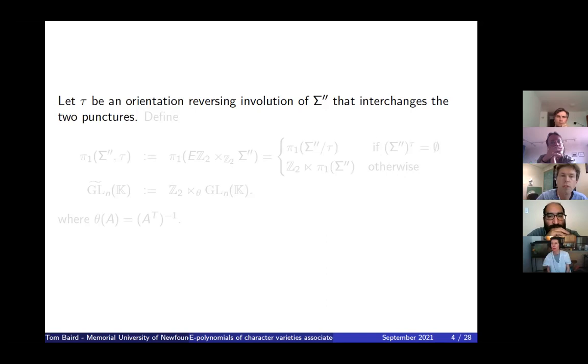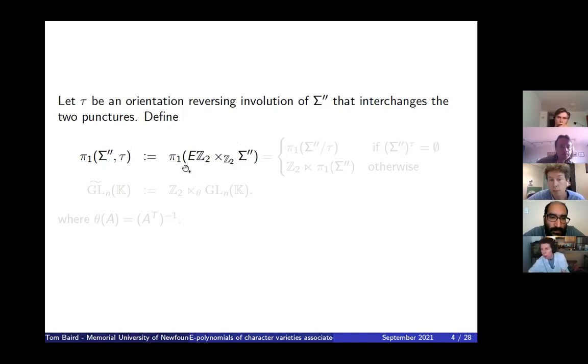Okay, but for this talk, you don't have to think of that. You could just think of a two-manifold with an orientation reversing automorphism. Okay, so given this orientation reversing involution, we can associate a couple of groups. Pi1 of (Sigma'', tau), this is the orbifold fundamental group, and it's defined simply by taking the homotopy quotient of this space with the involution in the Borel construction, say, and taking the fundamental group of that.